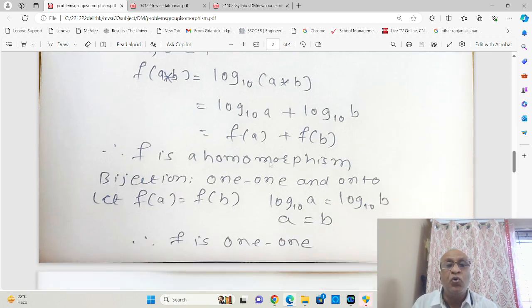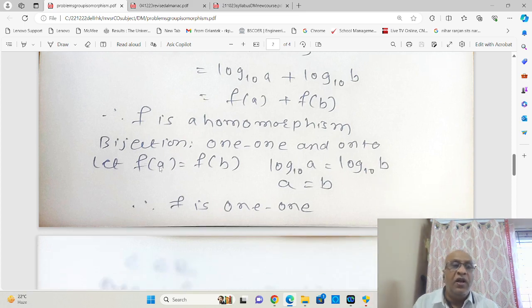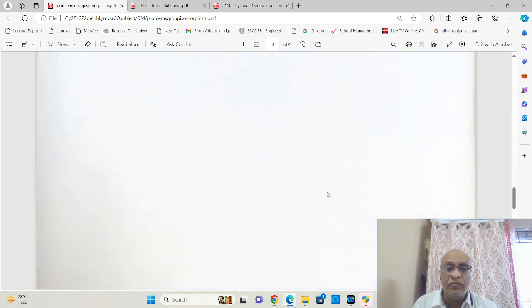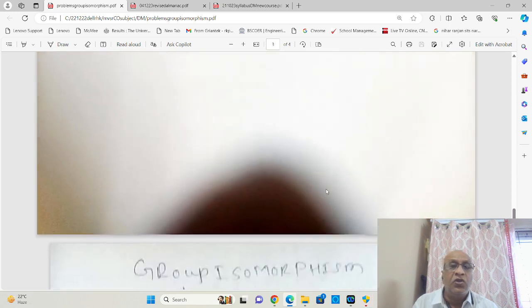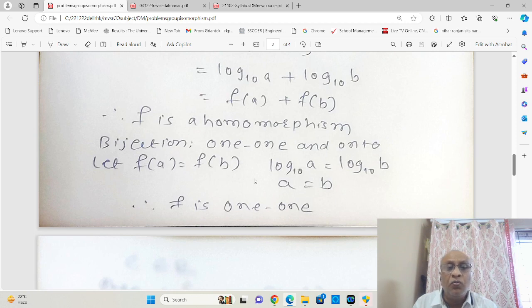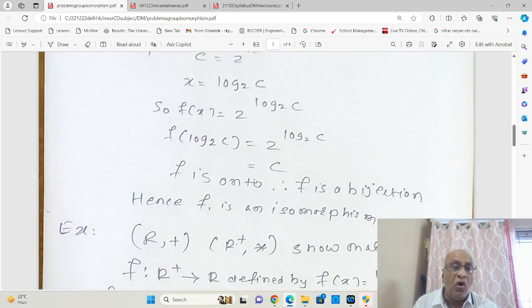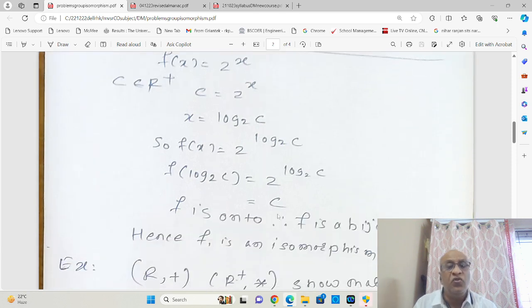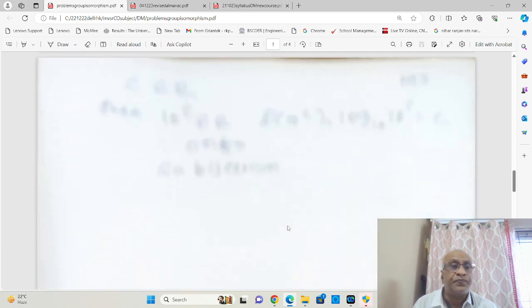After homomorphism, what is to be proved? Isomorphism. For isomorphism, what is to be done? Bijection. For bijection, what is to be proved? One-to-one relationship and onto. So let f of a equal f of b. So naturally, log 10 of a will be equal to log 10 of b. Remember here. So that indicates what? a equal to b. That indicates f is one-to-one. Okay. Same thing you have to do is prove the onto relationship also, just as you proved onto here. How you proved onto here, same thing you take and try to derive that.